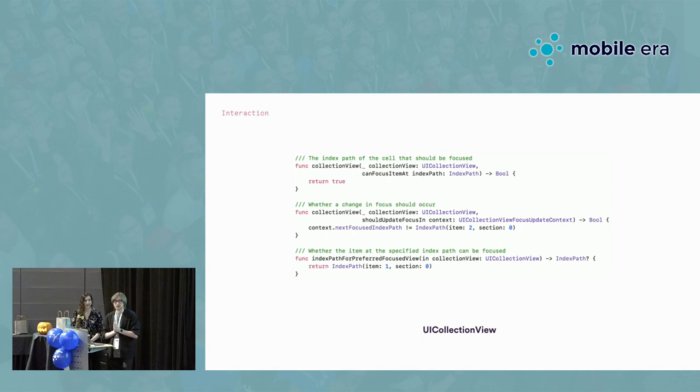Collection views. As I told you before, collection views get extra delegate methods, so you can control focus for cells. For example, you can disable focus for some index path, or you can set a preferred index path, because by default, the first cell is going to get focus. But if you want to change that for some reason, you can do it in the indexPathForPreferredFocusedView method.